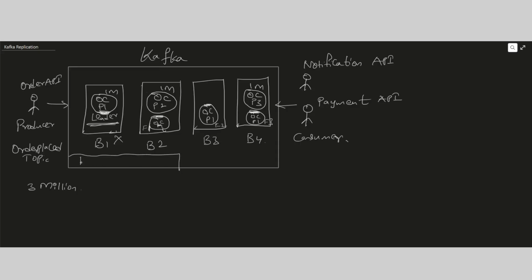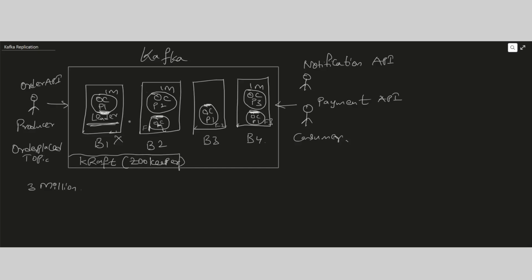called KRaft. Previously, this was handled by a program called Zookeeper, but nowadays we are using KRaft. What this program does is continuously monitor and maintain the metadata about which partition has who as the leader and who are the followers. So if any leader is down, it is KRaft's responsibility to elect another leader from these three followers.